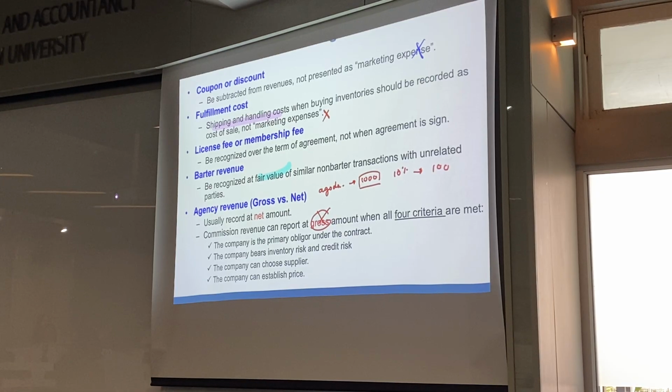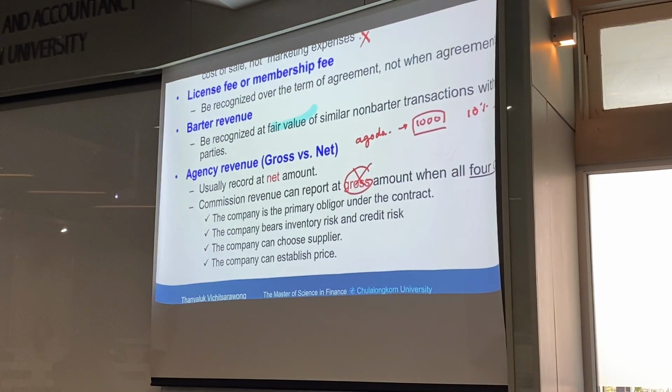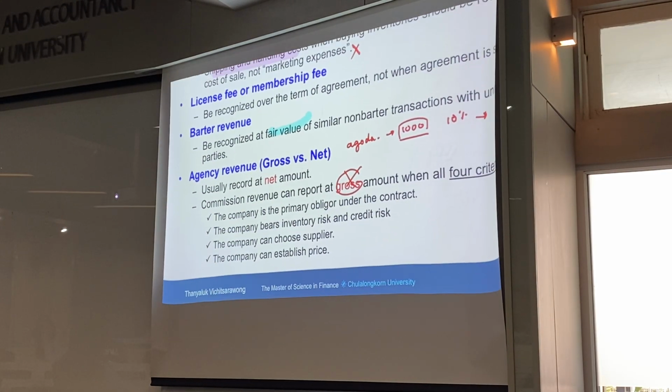Yeah, it could be the product or services, yes, for both of them. So the key point is you have to find the fair value and then recognize the revenue for both companies. Good. The last one that you will see the issues will be the agency revenue.